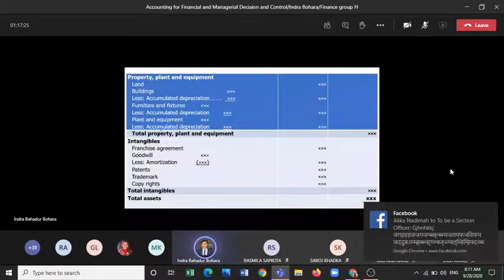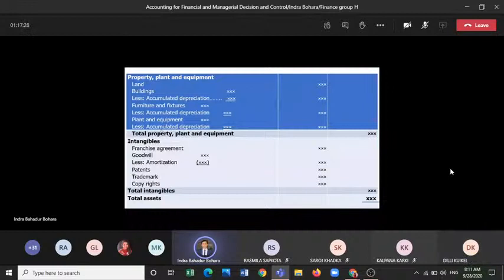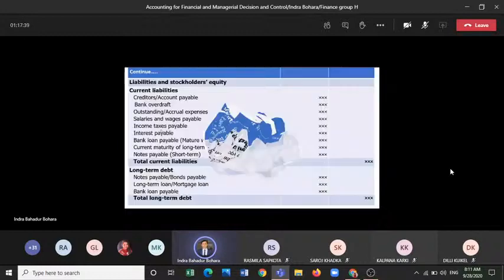Right? Now you take the sum of all these assets from the second column and write down the total assets. Write it as total assets, and that's it. Now next is liabilities and equity. Now you write down liabilities and equity.